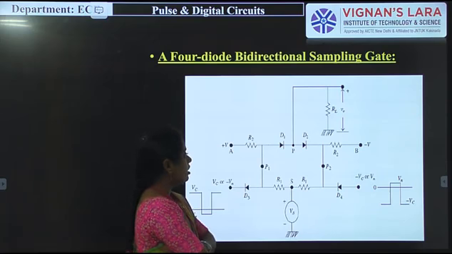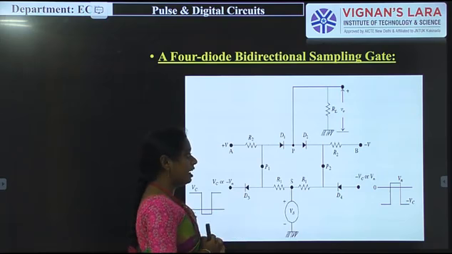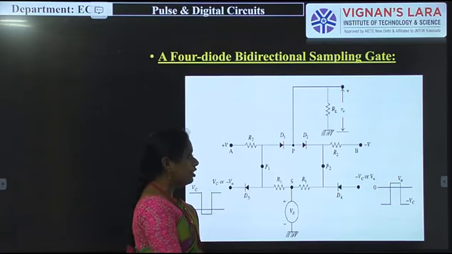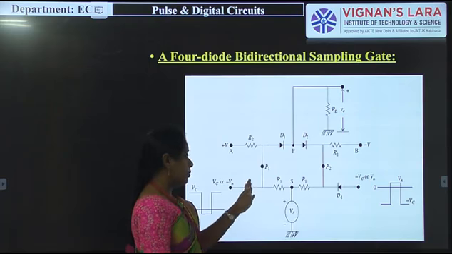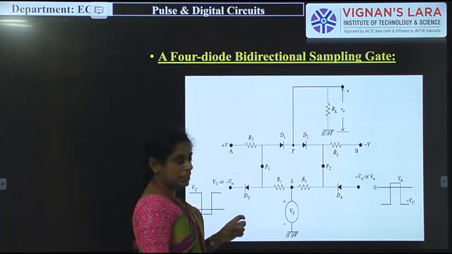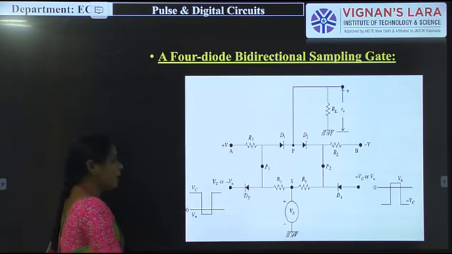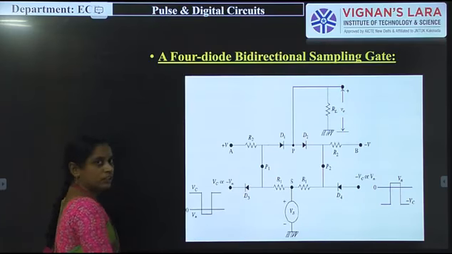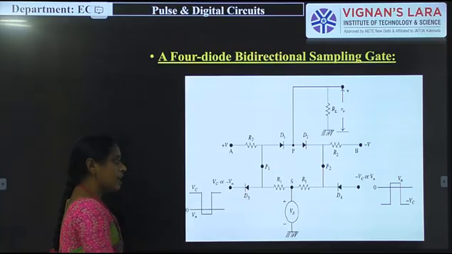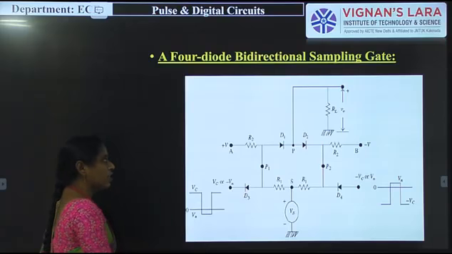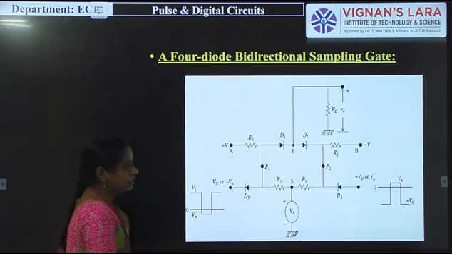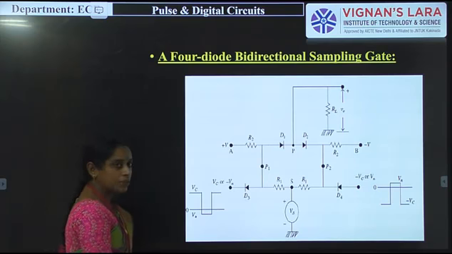Simply this can be like a 2-diode sampling gate, but here I am adding an extra diode D3 and D4 for perfect on and off condition of this. We say that when a positive signal is applied to the diode D3, obviously diode D3 is in off condition, and during that time we apply a negative signal to the diode D4.